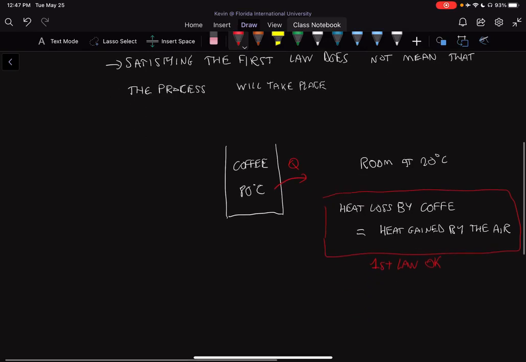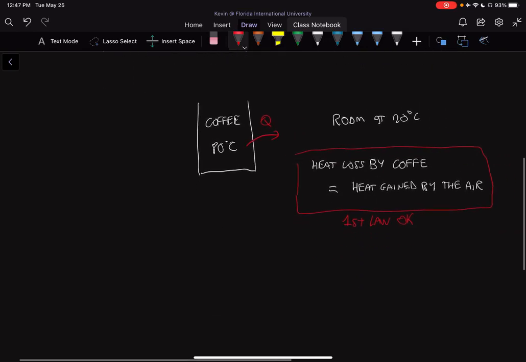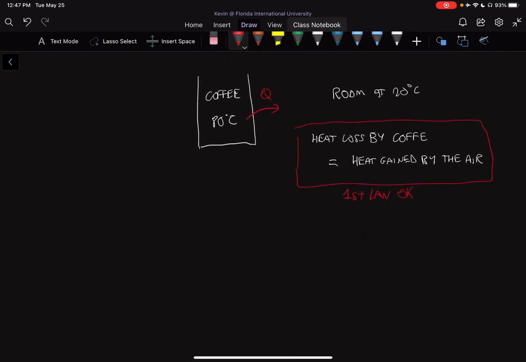Now, we know this happens. If we have coffee in a room, it's going to cool down eventually. We know that this can actually happen. But we also know from experience that the reverse process will never happen.